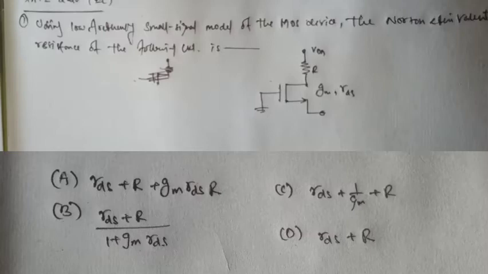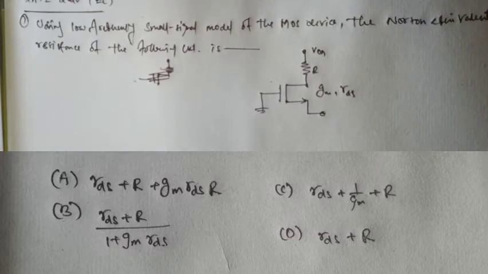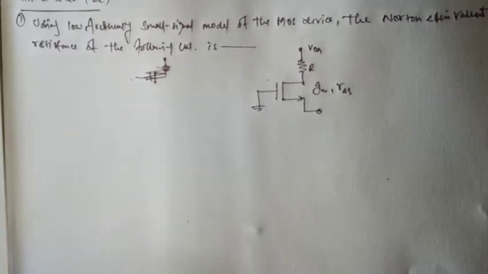This is a question based on MOS device, and this question was asked in GATE 2020 in the EC paper. The question is: using the low frequency small signal model of the MOS device, the Norton equivalent resistance of the following circuit is. So let's do it.